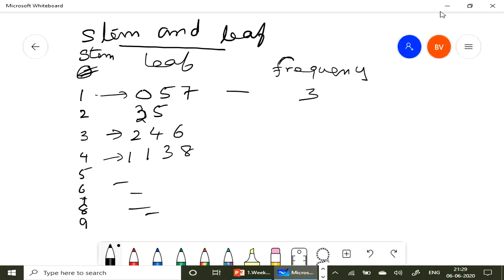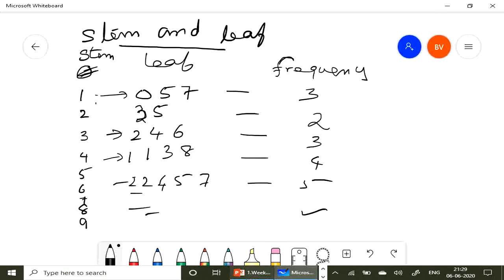There are 3 elements with the stem 1. The stem 2 there are 2 elements. The stem 3 there are 3 elements. The stem 4 there are 4 elements. In this way, with the stem 5 there is 52, another 52, 54, there is 55, there is 57. So there are 5 elements with the stem 5. For 6, 7, 8, 9 you practice and check how to write frequency and leaf. Right? This is left to you.